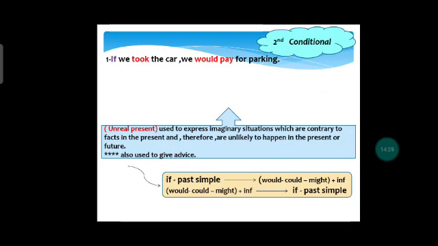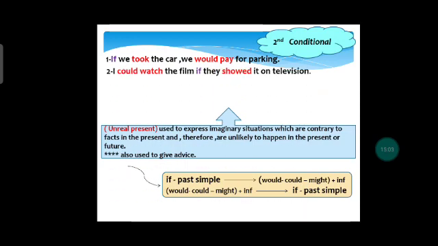But pay attention, something which is very important. If we took means we don't take. Another example: if I had enough money, I would buy a new car. If I had enough money means I don't have enough money, so it's unlikely to buy a new car. If I were a doctor, I would help you means I'm not a doctor, so I cannot help you. So we use the second conditional to talk about something which is unlikely to happen in the present or future.